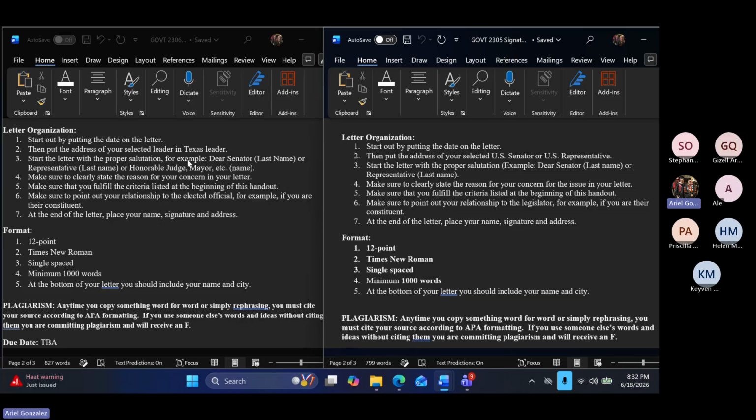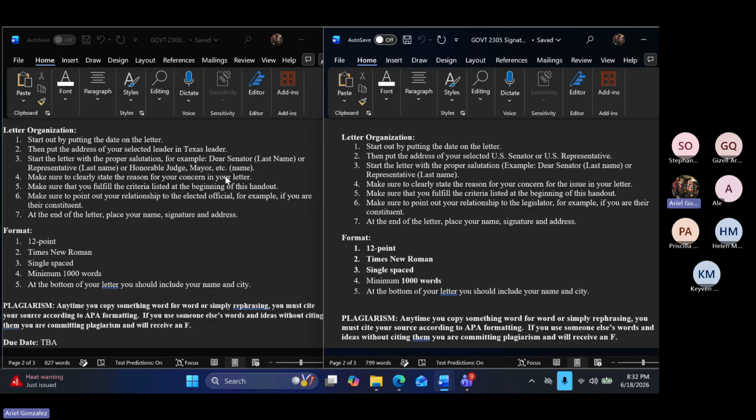their official websites. Usually students tend to write to their Washington, D.C. address for Government 2305, and then for Austin for 2306. So if you're writing to Governor Abbott, just go ahead and write to his Austin address here. And then, of course, start the letter with the proper salutation. For example, Dear Senator or Representative, Honorable Judge, Mayor. Same thing over here, Dear Senator or Representative for federal government.